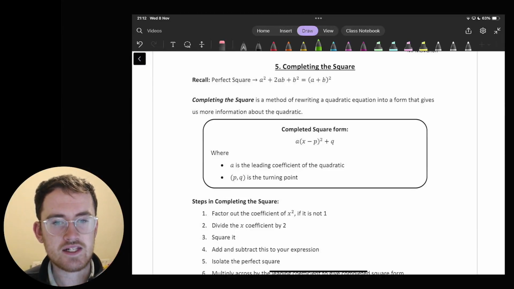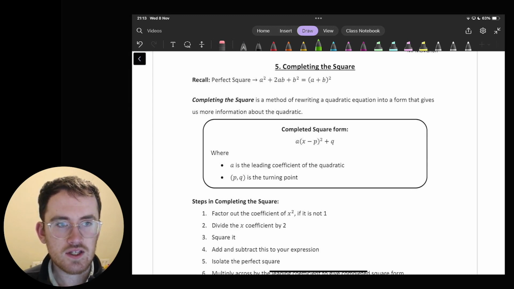Okay, so let's look at completing the square. Completing the square is a particular method that we use for rewriting a quadratic equation. And there are a few reasons why we would want to rewrite a quadratic equation in this form. It tells us a lot about the graph of the function.